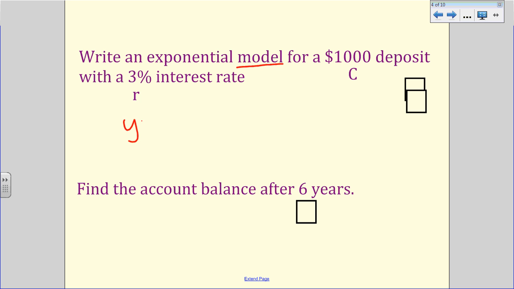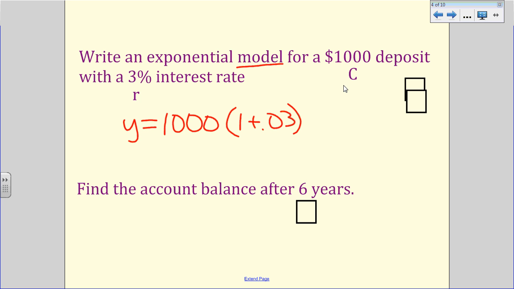So we're going to start with y equals. You're going to write it as an equation. So it starts with y equals. I plug in my c value. So this is 1,000 times, I need to do 1 plus r. What's, good job. Thank you, Andrew. 1.03. I usually leave it as 1 plus 0.03, ladies and gentlemen.